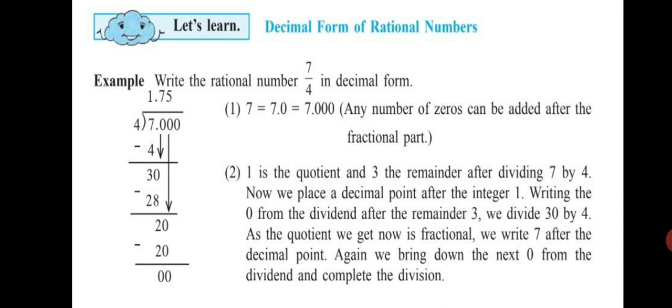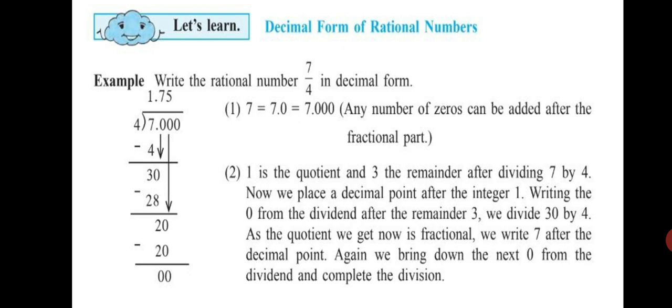So 1 is the quotient and 3 the remainder after dividing 7 by 4. So see the instructions. Now we place a decimal point after the integer 1 in the quotient, writing the 0 from the dividend after the remainder 3. We divide 30 by 4. As the quotient we get now is fractional, we write 7 after the decimal point. Again we bring down the next 0 from the dividend and complete the division.